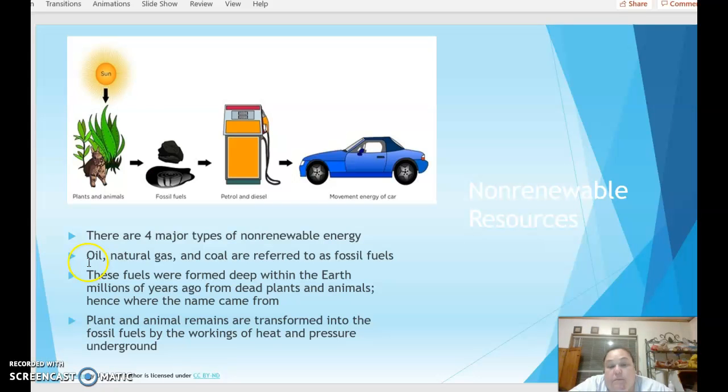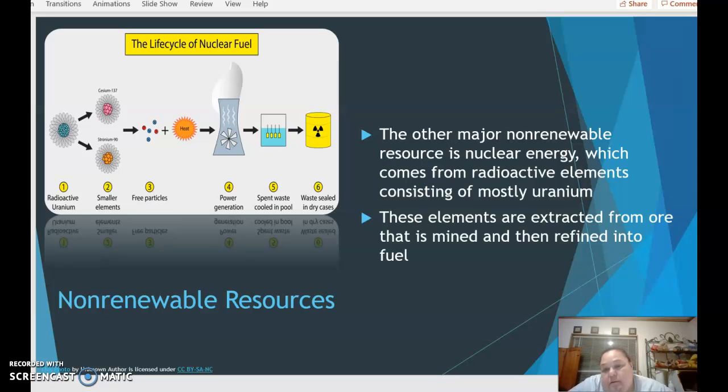Fossil fuels were formed deep within the earth millions of years ago from dead plants and animals. Plant and animal remains are transformed into fossil fuels by the workings of heat and pressure underground. Nuclear energy comes from radioactive elements consisting of mostly uranium. They're extracted from ore that is mined and then refined into fuel.